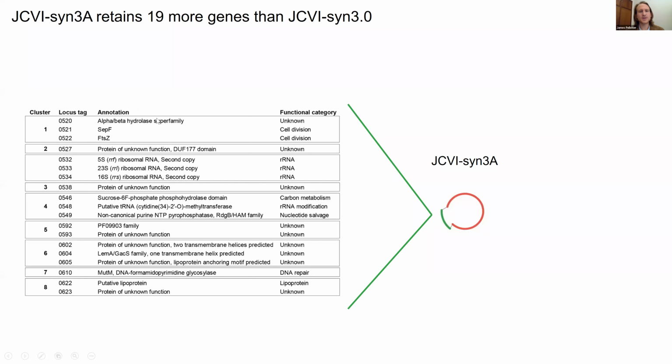So here are the genes that are retained in Syn 3A that are not retained in Syn 3.0. And they were organized into 8 clusters of genes that are adjacent to one another. And because they are adjacent, they could represent transcriptional units. So we therefore first treated them as intact clusters, and then later on investigated the requirements for each gene individually, as well as a second copy of a ribosomal RNA operon that we showed was not necessary for normal cell division, so we didn't add a label to that one.